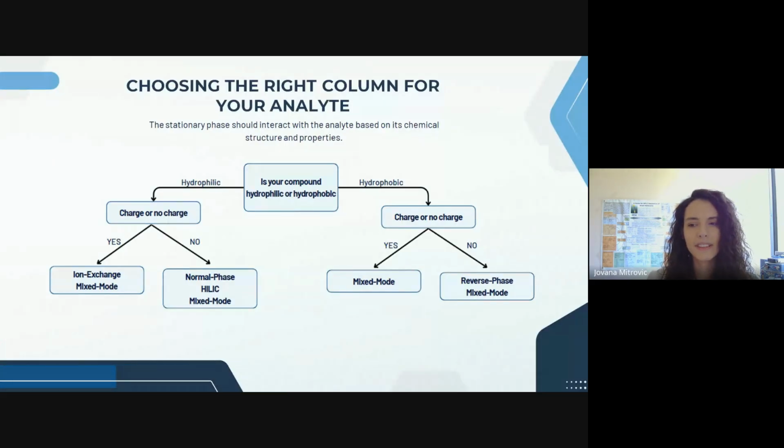So the key takeaway: don't choose a column just because it's popular. Start with the chemistry. Ask yourself what functional groups are present. Is the analyte, for example, aromatic? Is it ionizable? Then select a column that offers the right kind of interaction. Strong enough to retain, but not so strong that elution becomes, for example, impossible, right? So this targeted approach to column selection saves time, improves method robustness, and leads to more reliable results overall.